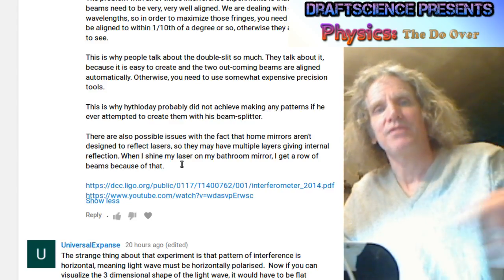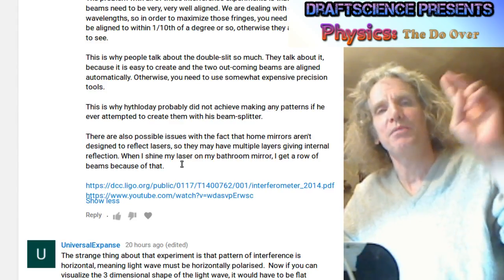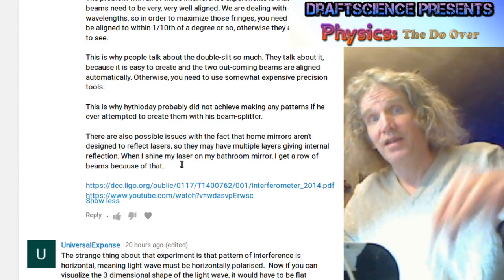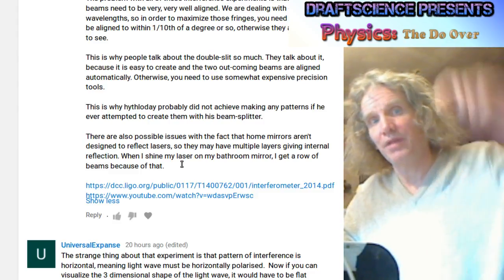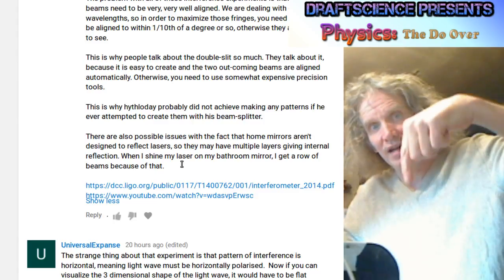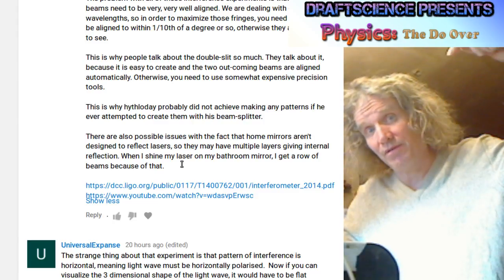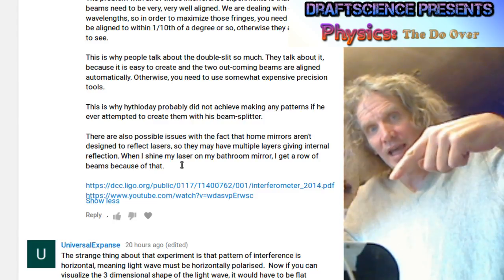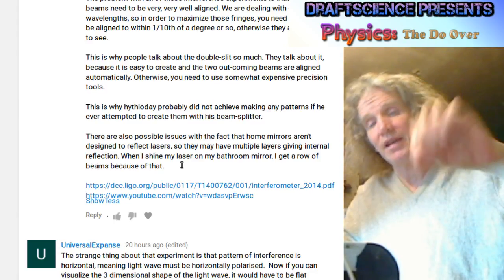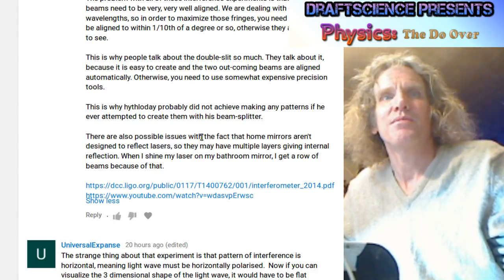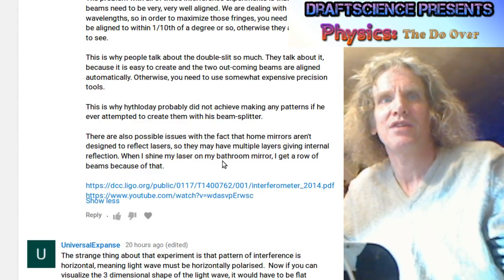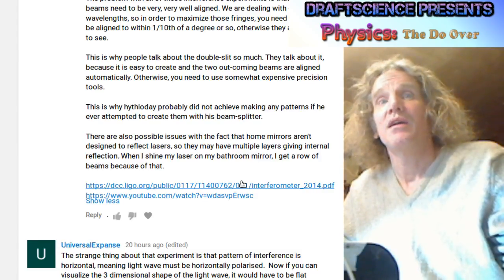At a high rate, because it's 50% instead of being only 4% reflection. 50% is a lot more than 4%. So you can understand that if your light comes in straight, it's only going to be 4% reflecting, but if it comes in at an angle, the reflective index goes way up. So there's a possible issue with multiple layers. When I shine a laser on my bathroom mirror, I get a row of beams because of that.